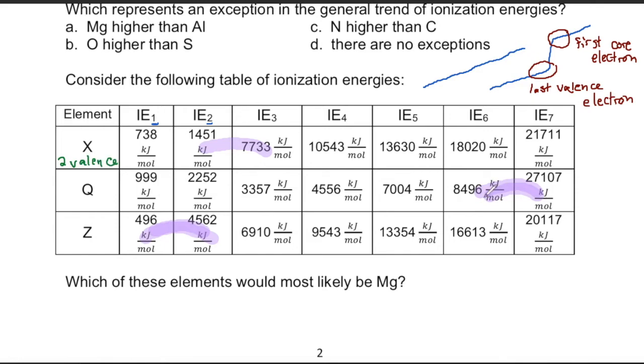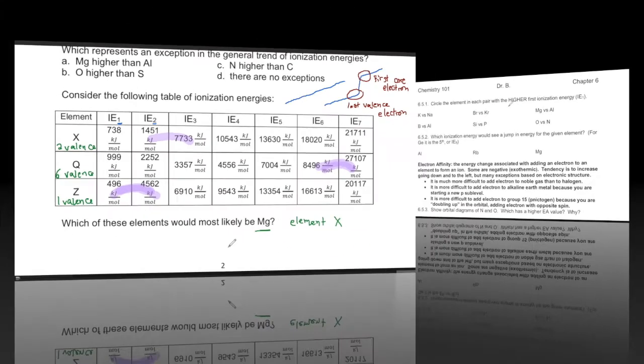For this one, it looks like we had 6 valence electrons, and the 7th electron was the one that got really difficult. And for this element, it seems like it only has 1 valence electron, and then the second electron right away is difficult. And then from this worksheet, trying to figure out which one would match with magnesium. We know magnesium is an alkaline earth metal. It has 2 valence electrons, so element X would most likely be an element in that group like magnesium.